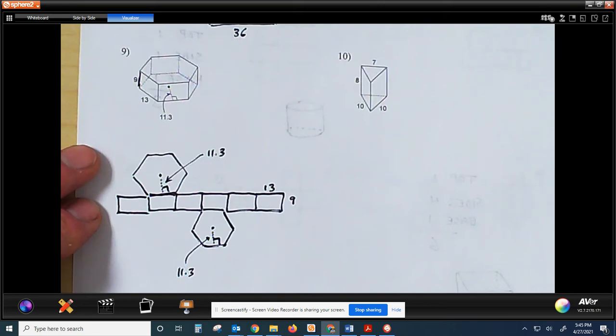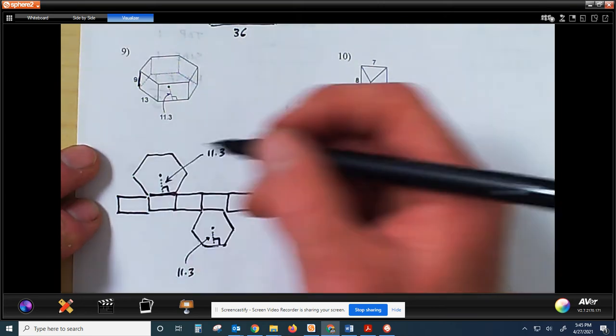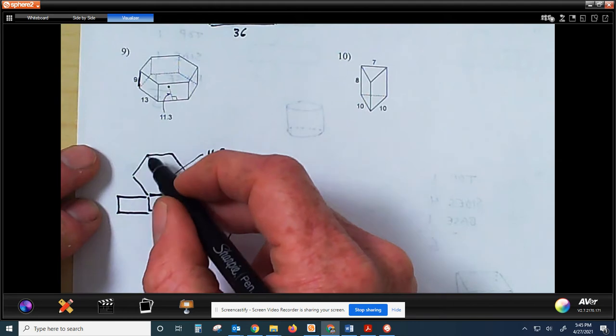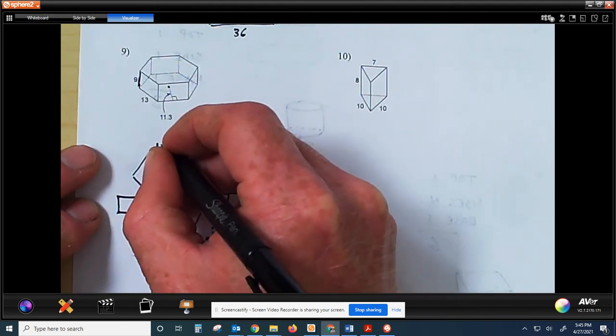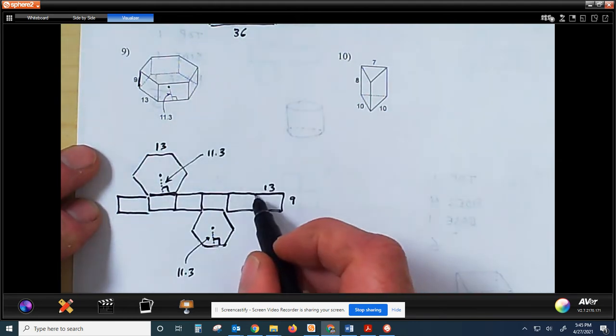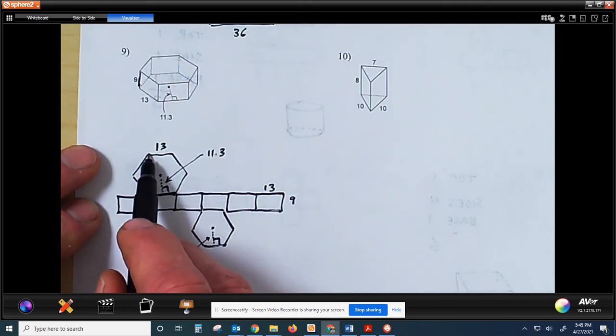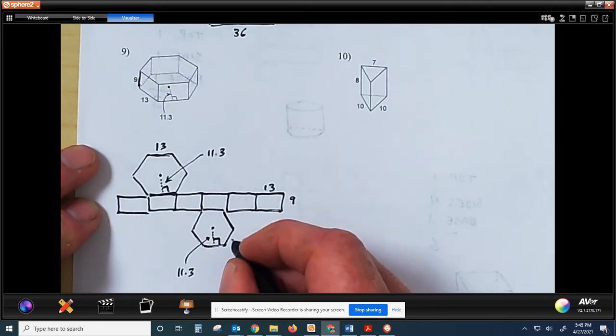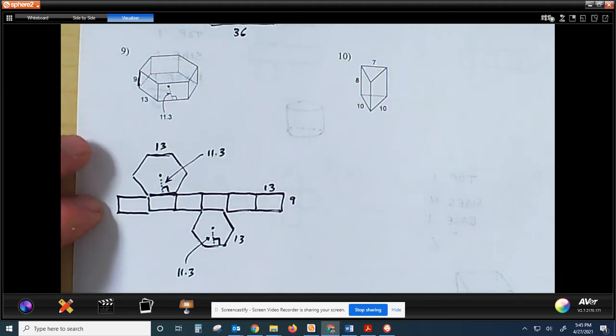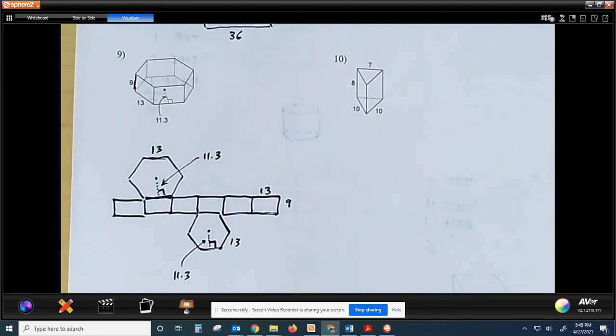The last measurement we need is, well, to do the area of a hexagon, you need to maybe put this on here too. The 13 for this length is the same as each of these. 13 is the sides of a hexagon. Sketch the net. I strongly urge you to take your time with this, because when you get into the math, I perceive it could go easier for you.